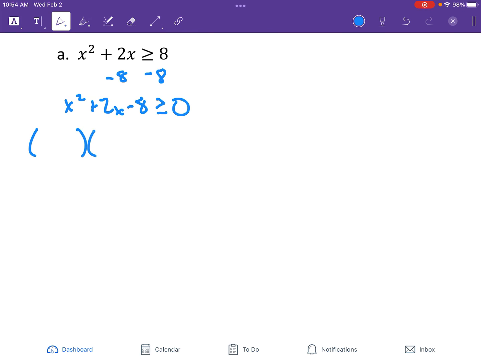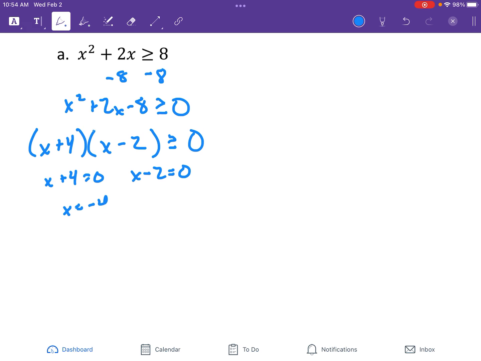The two numbers that multiply to be negative 8 but add up to be positive 2 are x plus 4 and x minus 2. So 4 times negative 2 is negative 8, and 4 minus 2 is positive 2. Okay, so I'm going to solve both of these for x. So x will be negative 4, and x will be positive 2.